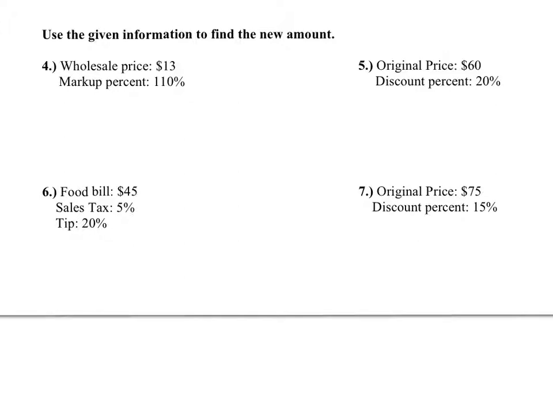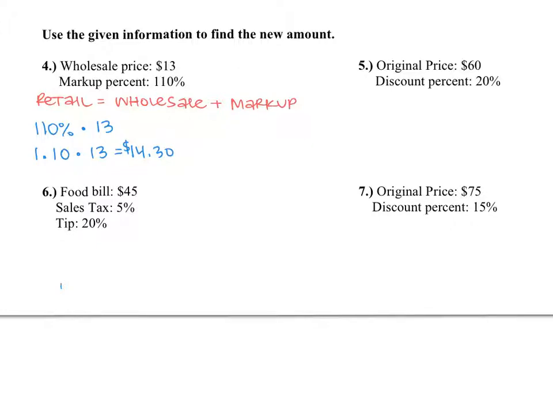Well, in number 4, they give you the wholesale price and the markup, so it's hopefully fairly easy for you to figure out that this is a markup problem. The retail price is going to equal the wholesale plus the markup. We know that the wholesale is $13. So to find the markup, I need to do 110% times 13. That's going to be 1.10 times 13, which is $14.30. Again, that is not your answer. That is just your markup. So your final answer is 13 plus $14.30 to get that the retail price is $27.30.